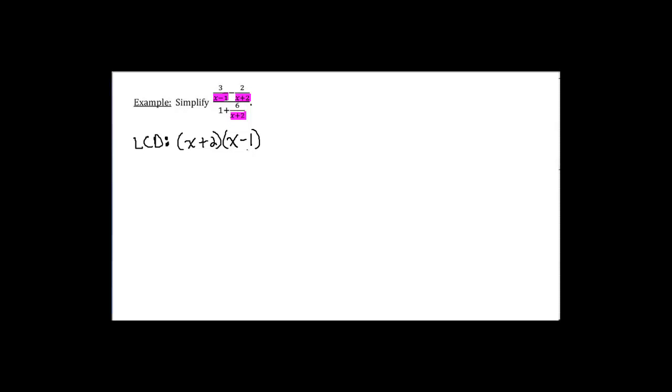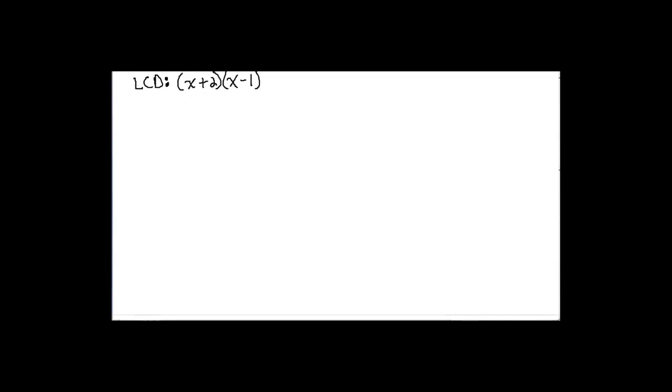So what we're going to have to do is multiply both the numerator and the denominator by x plus 2 times x minus 1. So I'm going to multiply the top by x plus 2 times x minus 1, and I'm going to multiply my denominator by x plus 2 times x minus 1. Now I'm going to need some space here because this is a lot. All right, I think I might have enough space here.